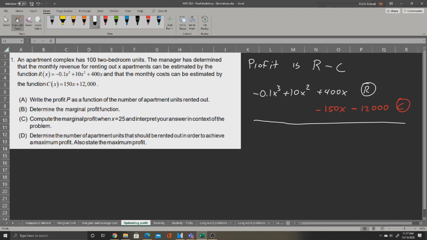Now let's go ahead and put those together. We'll have -0.1x³ + 10x². If we take 400 minus 150, we get 250x, minus 12,000. And I'll label this with P to show that it's profit. That's the answer to part A.